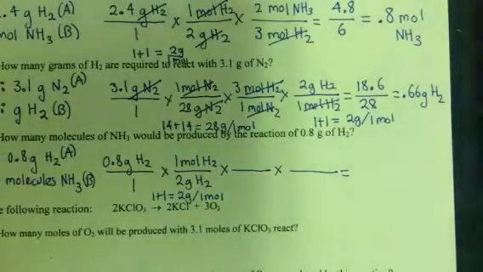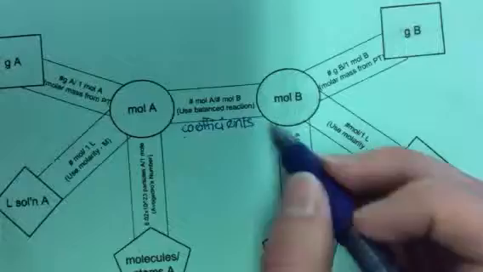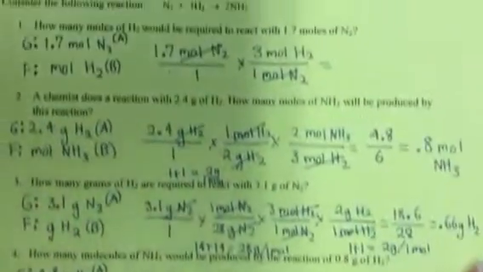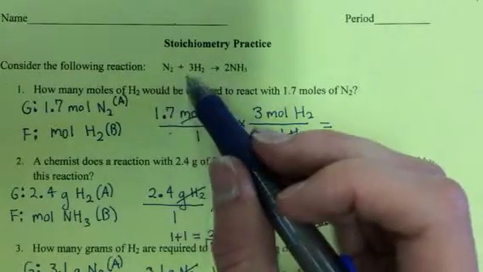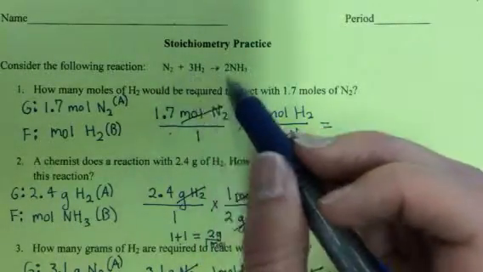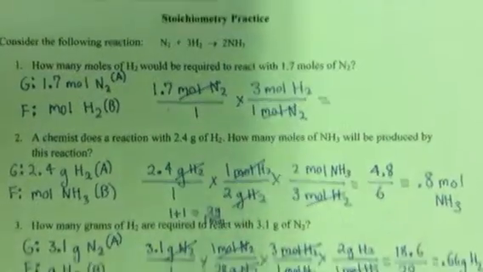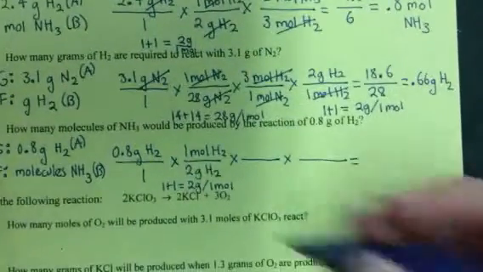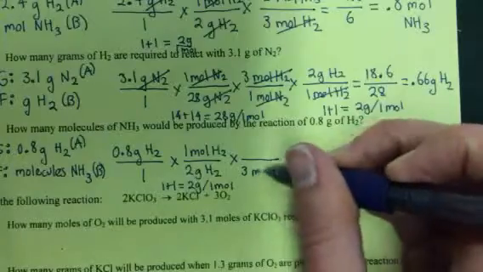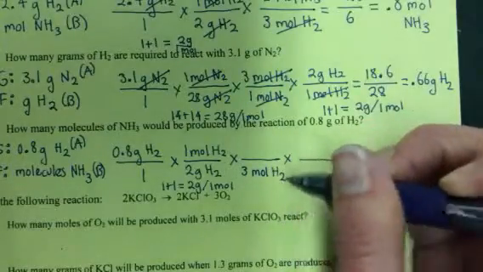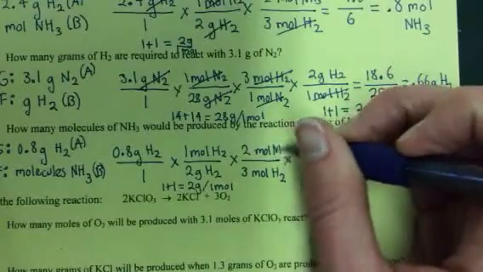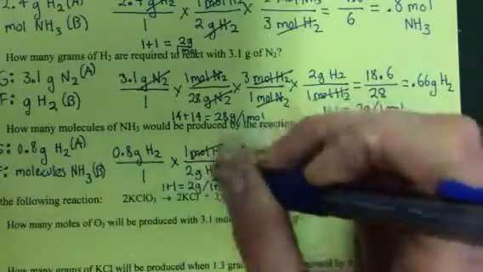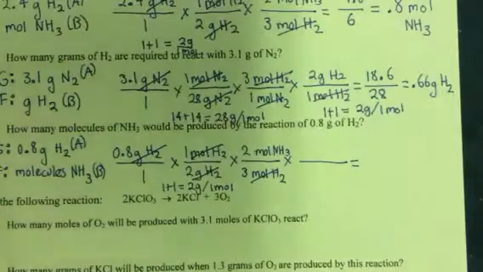Now I need to use next my coefficients to get from moles of A to moles of B. So looking up here, my coefficient of H2 is a 3, and my coefficient of NH3 is a 2. So I'm going to end up with 3 moles of H2 on the bottom and 2 moles of NH3 on the top. And let's cross out all these things.